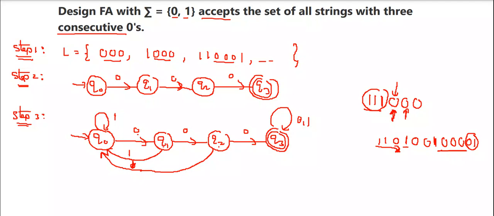Now we can write step 4. We can write the transition table, and we can take strings for accepting and rejecting, and we can take the 5 tuple structure.